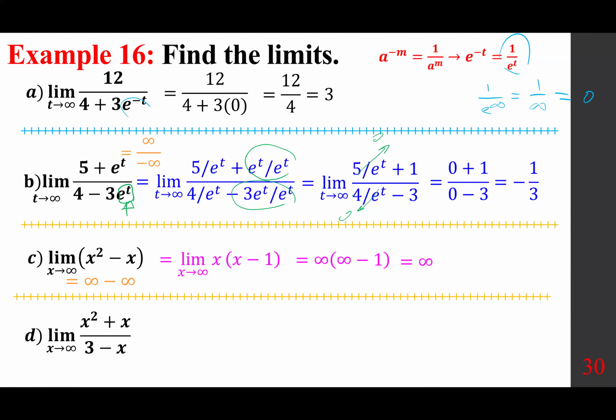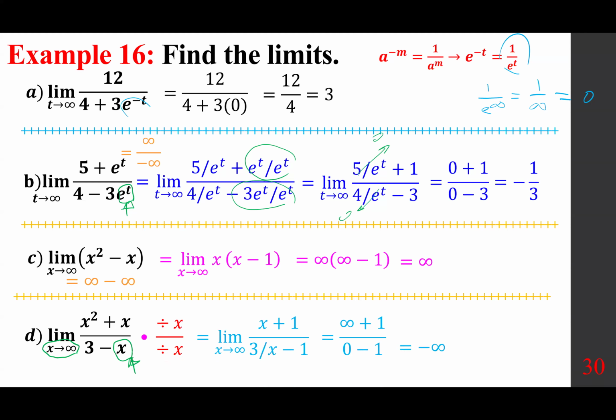Limit of x squared plus x over 3 minus x as x approaches infinity. Again, you have a rational expression. Because x is approaching infinity, you divide by the highest degree term in the denominator, namely x, and simplify. You plug in, the numerator becomes infinity plus 1, which is infinity. The denominator is 0 minus 1. So I want you to be careful. The answer is negative infinity because you're dividing positive over negative. Okay.